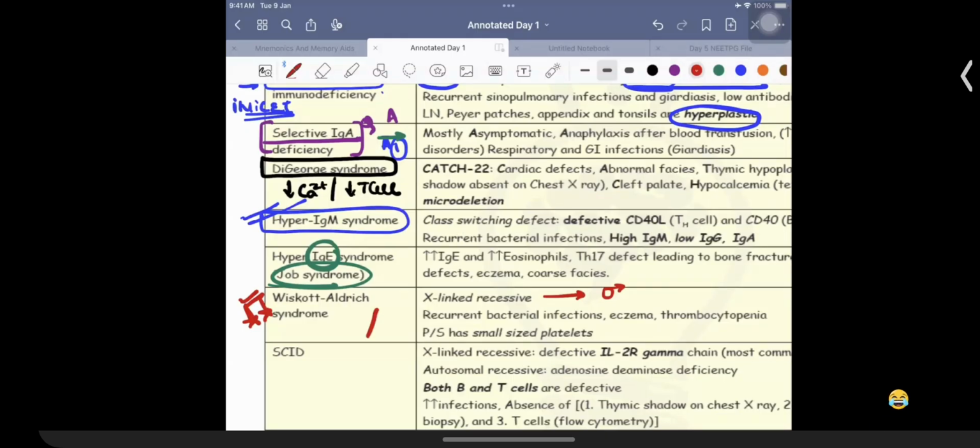This is going to be associated with a triad. What is the triad? The triad that we talk about over here is you're going to be having decreased platelet count, thrombocytopenia, high risk of infections, and the patients are going to be having the development of eczema.